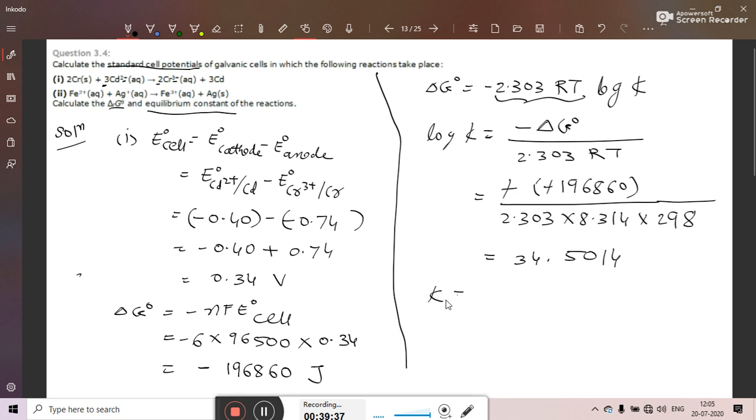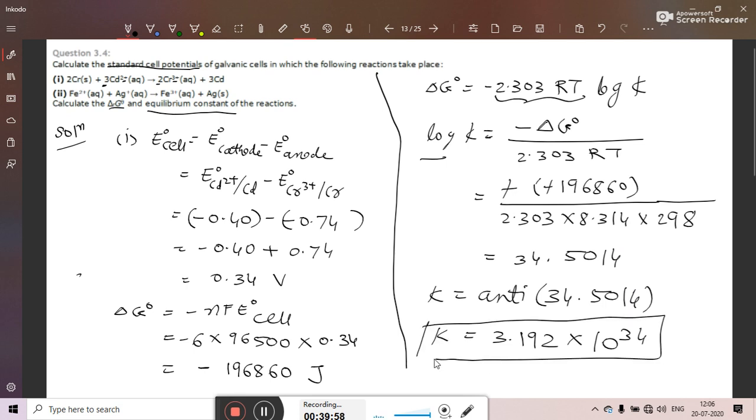Now we have to find out K. So log will be taken on the right hand side, so that becomes antilog of 34.5014, which is equal to 3.192 into 10 raised to 34. So this is the answer of K. So three answers are there. One is E naught cell, 0.34; delta G naught, that is minus 196860; and K is equal to 3.192 into 10 raised to 34.